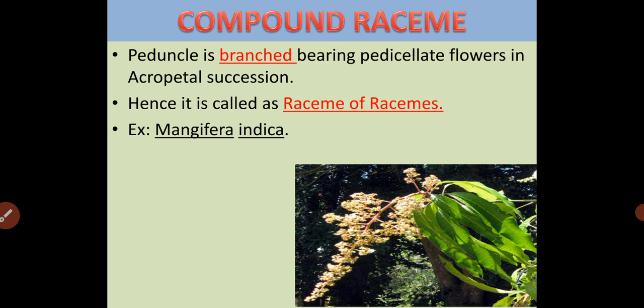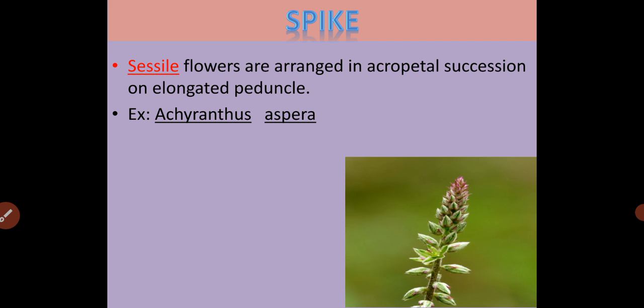Compound raceme. Here the peduncle is branched and bears pedicellate flowers in acropetalous succession. Hence it is called raceme of racemes. Example, Mangifera indica. Compound raceme is the condition in which the peduncle is branched and shows pedicellate flowers arranged in acropetalous manner. Hence it is called raceme of racemes. Example, Mangifera indica.